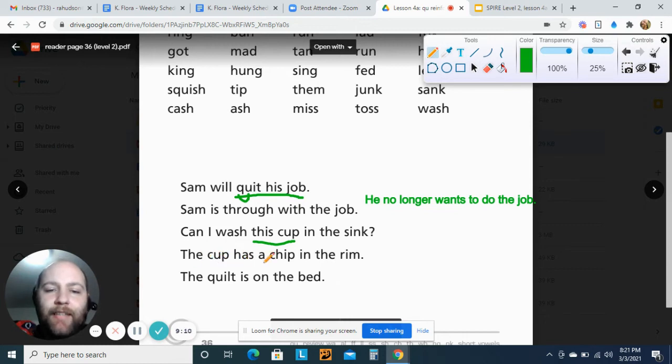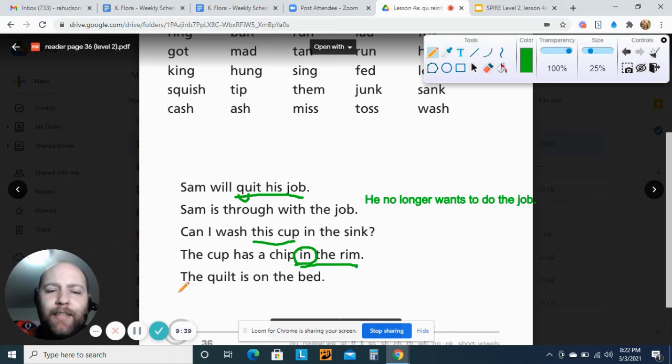The cup has a chip in the rim. Where does the cup have a chip? Remember we talked about this in our last video? That in is what we call a preposition word. It shows position. So where is a position, right? It's a location. It has a chip in the rim. Okay, and a rim is kind of like the outer part, or the top part that goes around the circle. That's considered the rim, like a basketball rim.